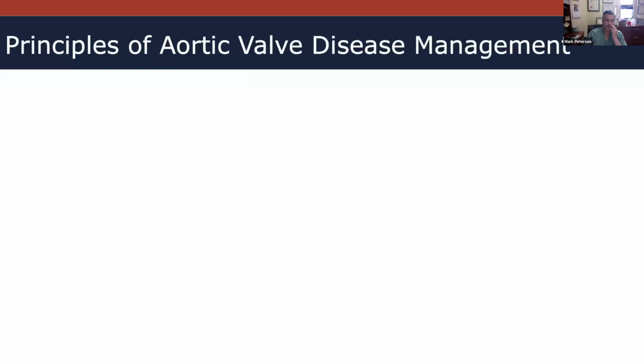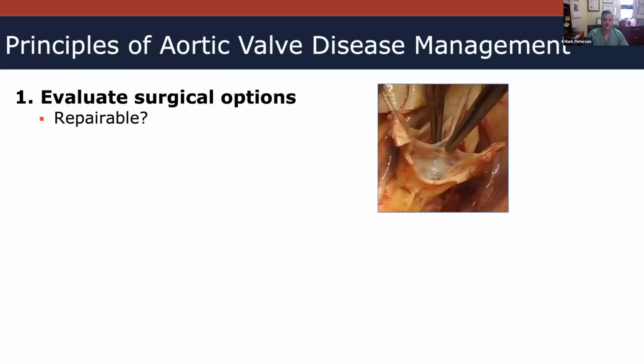So how do I approach somebody with aortic valve disease? The first question I always ask is, is the valve repairable? Now, this often and usually refers to patients with aortic insufficiency. If the valve is leaking, but morphologically relatively normal, then most likely the valve is repairable.